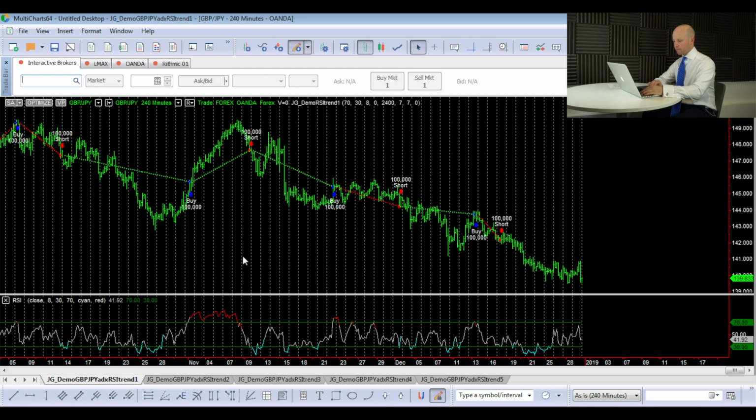So ever so simple. Like I said, we're looking for that crossover from below 70 to above 70 for buys, and we're looking at the 30 level for the short trades.